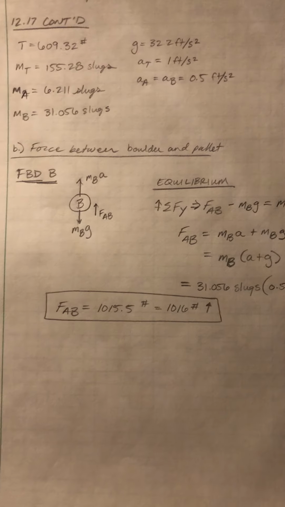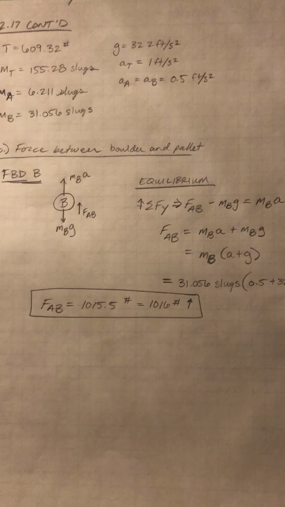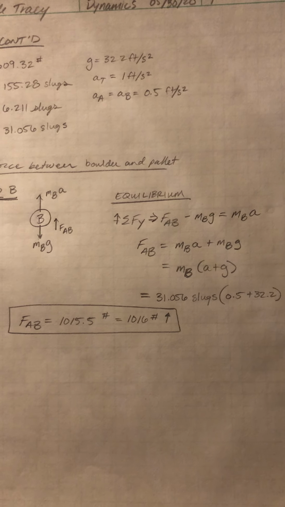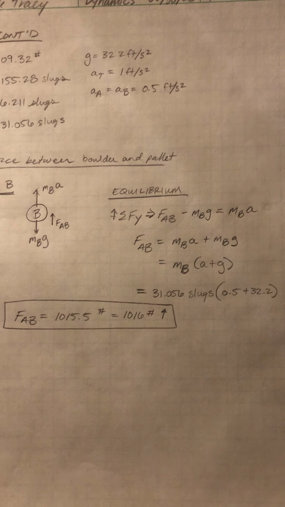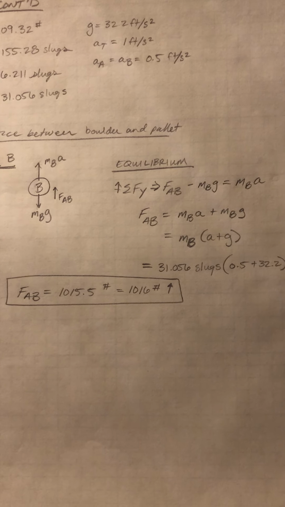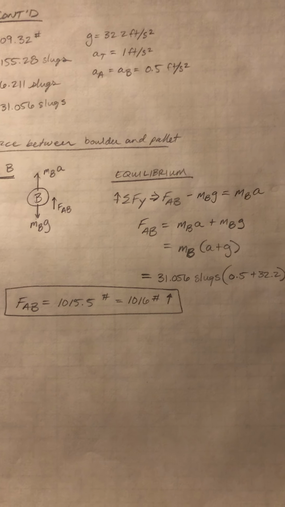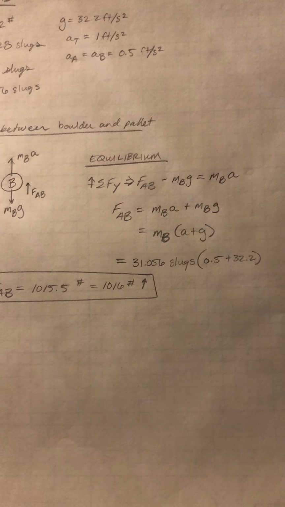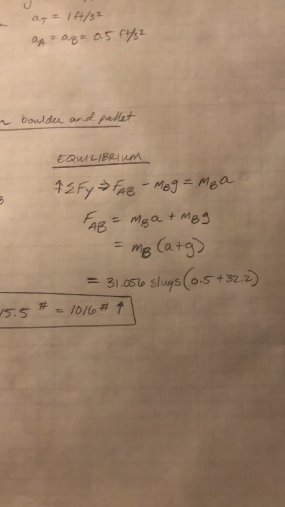Using our second free body diagram and using a similar approach, we're able to plug in our values that we know and that we were given, and the force between the boulder and the pallet is equal to 1,016 pounds in the vertical direction.